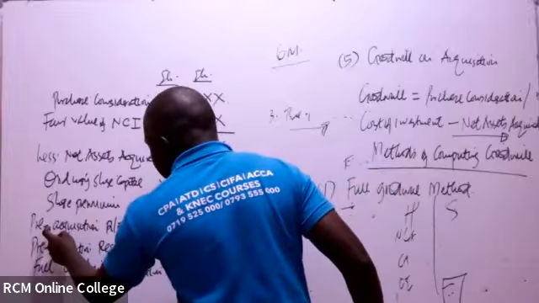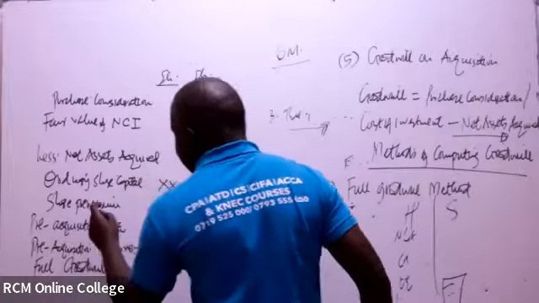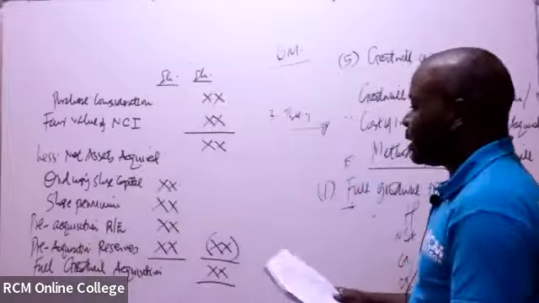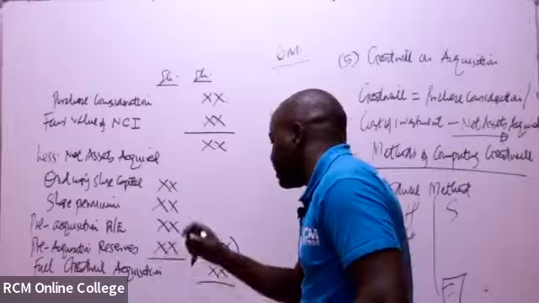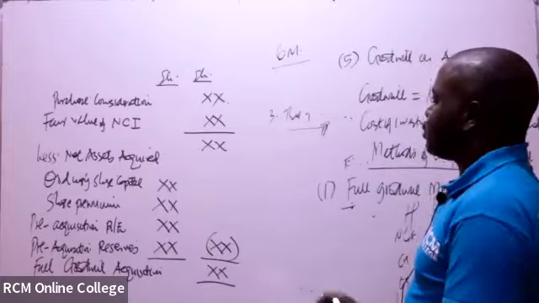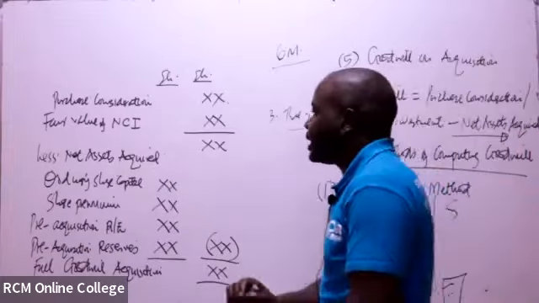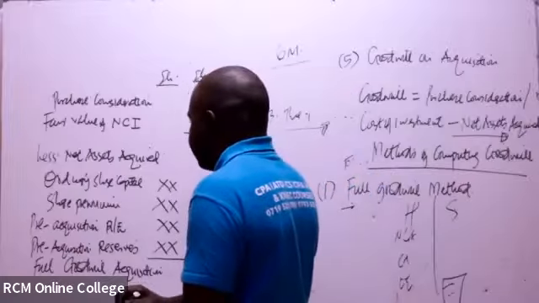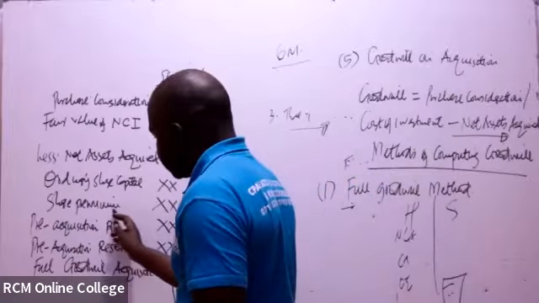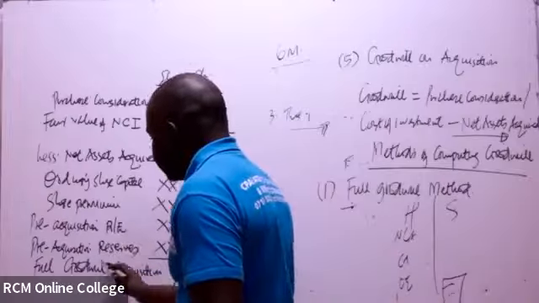These figures, you pick the ones before acquisition. They'll normally be given in the additional information. You pick them, bring them here, and add them. So that you can end up getting the value of the net assets acquired. Remember, these are still part of the net assets, part of the equity.